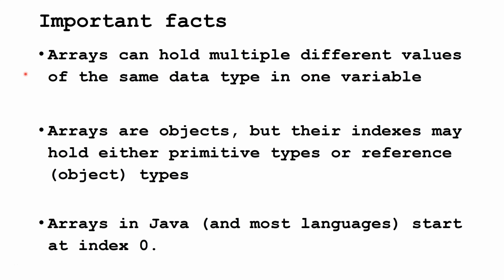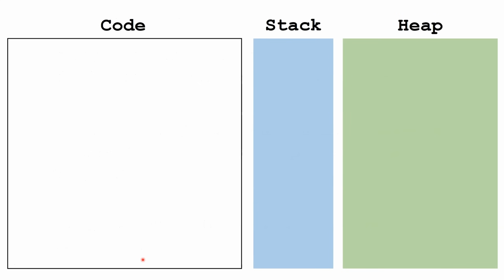Arrays can hold multiple different values of the same data type in one variable. Arrays are objects, but their indexes may hold primitive types or reference types. Arrays in Java and most languages start off at index 0. Let's look at the two ways we can create arrays.